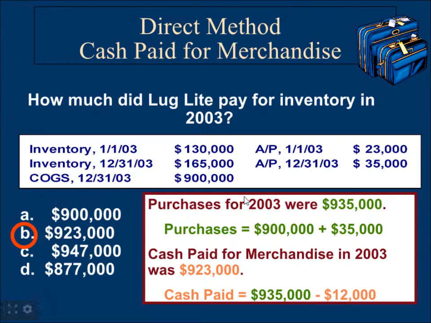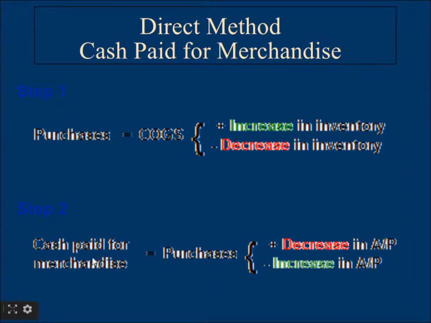So now we have to calculate the cash paid. Cash paid is purchases minus increase in accounts payable. Purchases is 935,000 as calculated here, and the increase in accounts payable is 35,000 minus 23,000, which gives 12,000. So since there is an increase in accounts payable, cash paid for merchandise will be purchases minus increase in accounts payable.